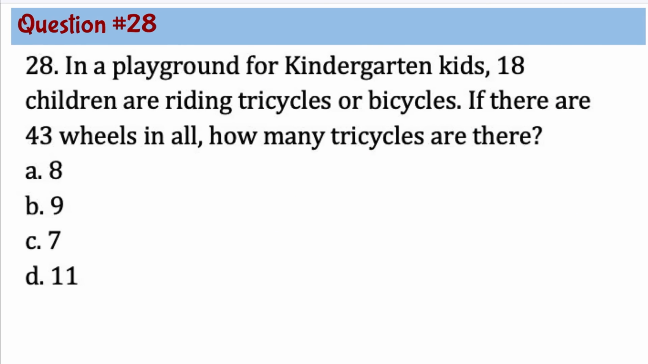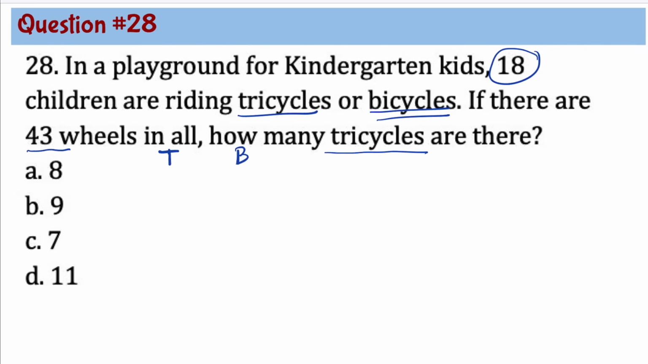Question number 28. In a playground for kindergarten kids, 18 children are riding tricycles and bicycles. If there are 43 wheels in all, how many tricycles are there? The best method in solving this problem is by trying out the choices instead of doing the systems of equations. It's asking how many tricycles are there. So we have the tricycles and then we have the bicycles.